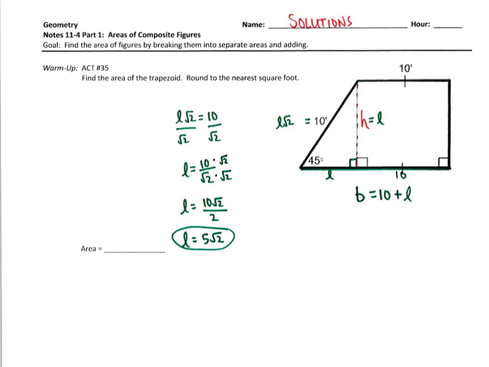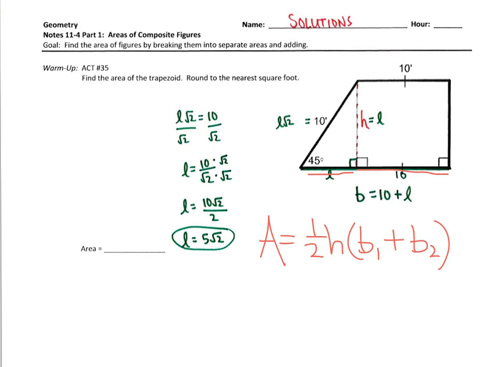Okay, so now we know what the height is. That's L is 5 square root of 2. Note that the base includes a 10 and an L, so it's going to be 10 plus 5 times the square root of 2. So the area of a trapezoid is 1/2 height times the sum of the bases. You could also use this problem in your solution as using areas of composite figures.